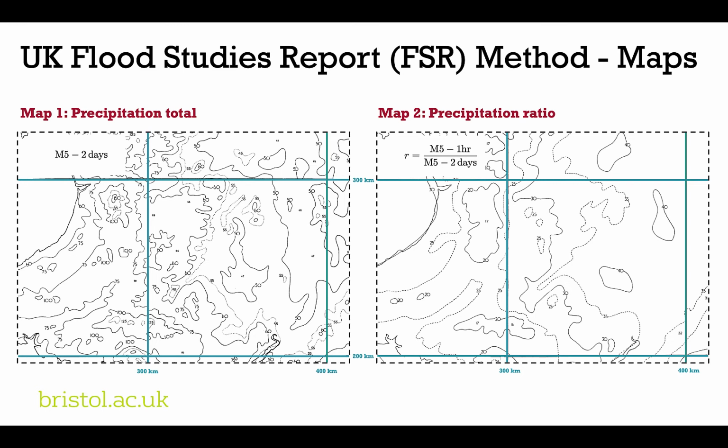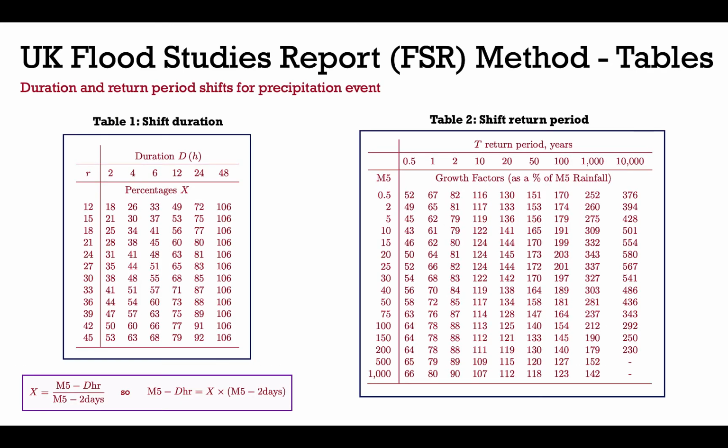So what do these resources look like? Well, first of all, we have the map of precipitation total here on the left and the map of precipitation ratio here on the right. As I said, these are in Appendix F of the course handbook. And then we have tables 1 and 2 that I've labelled here, the first of which helps you to shift the duration of that precipitation total, and the second of which allows you to shift the return period. And so once you've applied these, you should be able to determine what the precipitation total would be and over what duration it should fall.